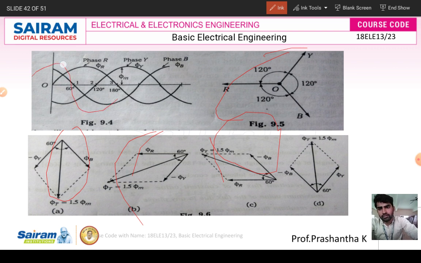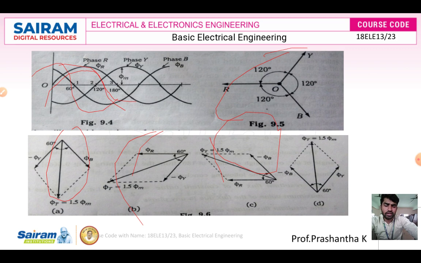This is the supply. If you give a three-phase supply to the induction motor, what happens? It induces current, whatever current flows through the stator field winding. Due to the current, the stator winding creates flux in the form of a sine wave, phi r, phi y, phi b. Those conductors are placed 120 degrees apart from each other: the R conductor, Y conductor, B conductor.